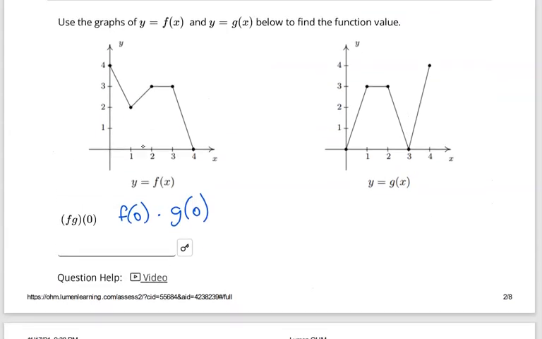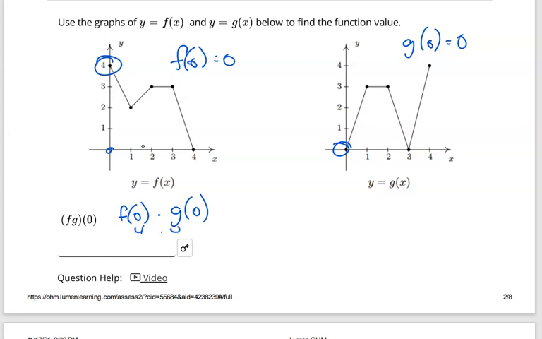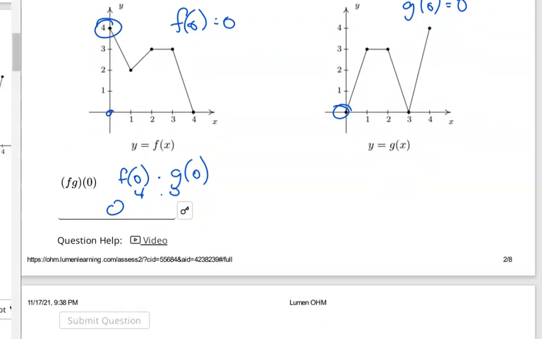So we have to find f of 0 and g of 0. Well, that just means what's the value of f when x is 0? Well, I get 4. What's the value of g when x is 0? I get 0. So f of 0 is equal to 4. G of 0 is equal to 0. And when you multiply them together, you get 4 times 0, or 0. Coming out to be pretty easy so far.